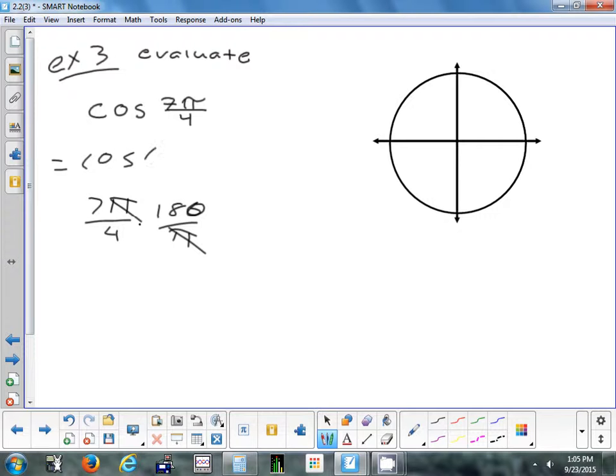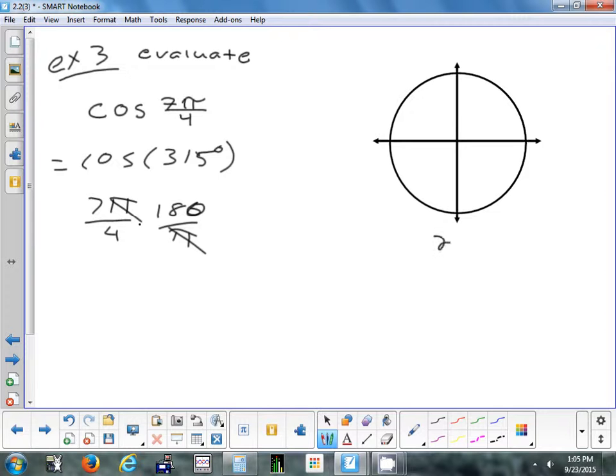So cosine 315. Okay, so when I see a number ending in a 5, what kind of multiple am I thinking? Multiple of what? 45. So we're thinking root 2 over 2s. It's just a question, are they both positive, negative, or one of each?